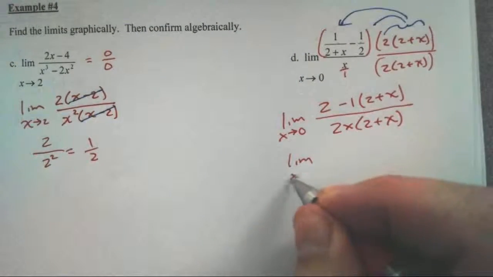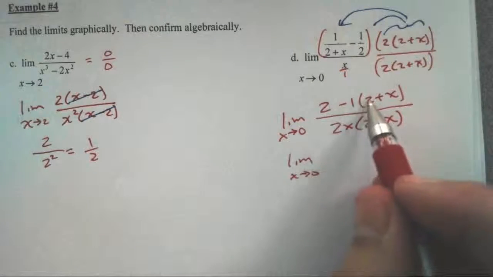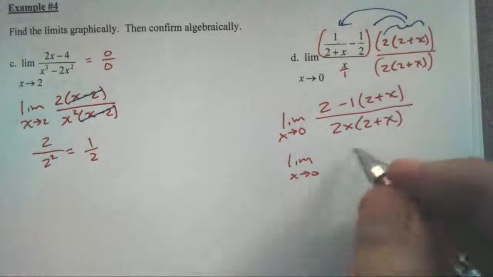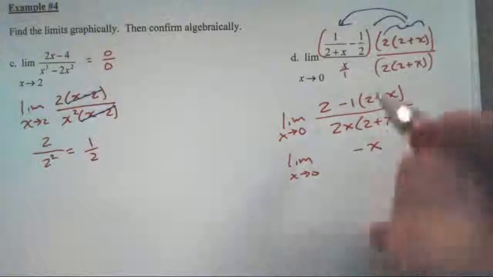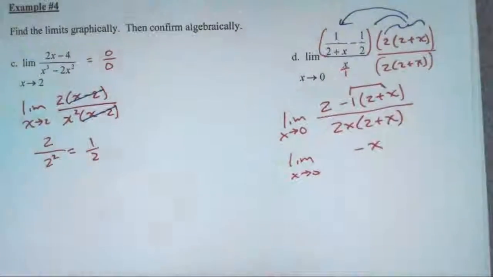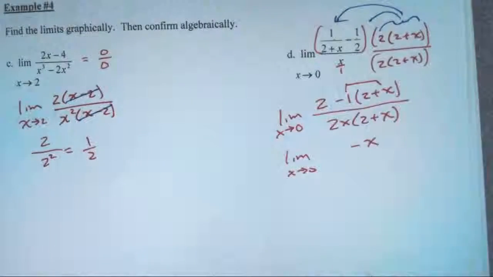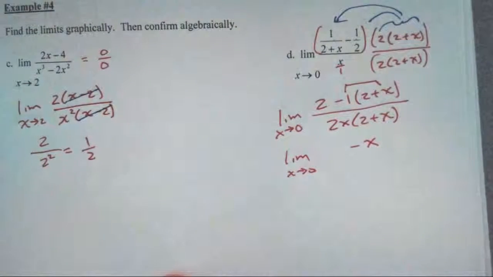So limit as x approaches 0, this is 2 minus 2, and this is negative 1 times positive x. Calculus students, do not make that mistake, that we don't distribute negatives. And I say that wishfully because I just graded your tests and we did make that mistake. Find me a mistake I haven't seen 1,000 times. I'm bored to tears of not distributing negatives. Boring to me.